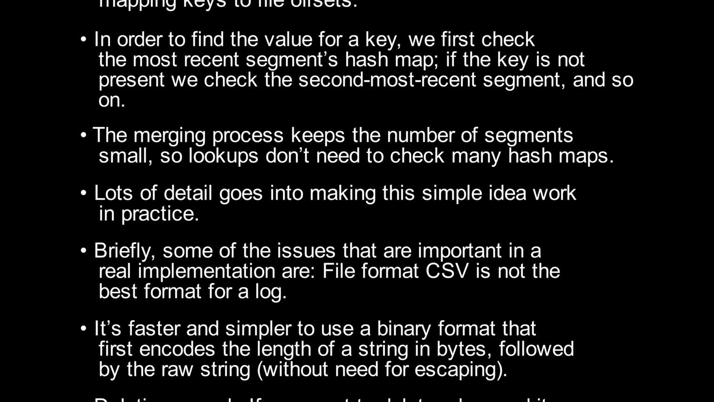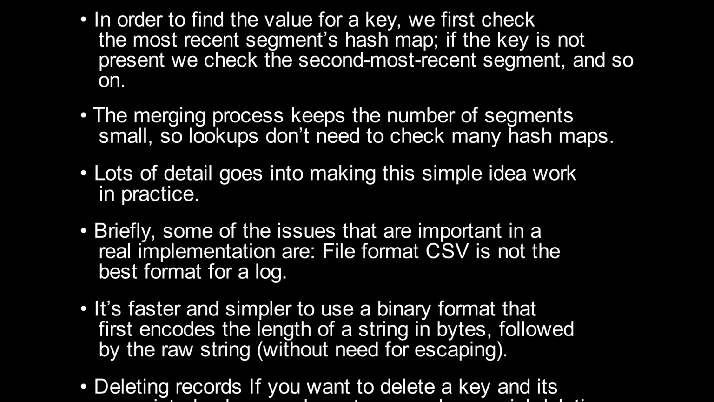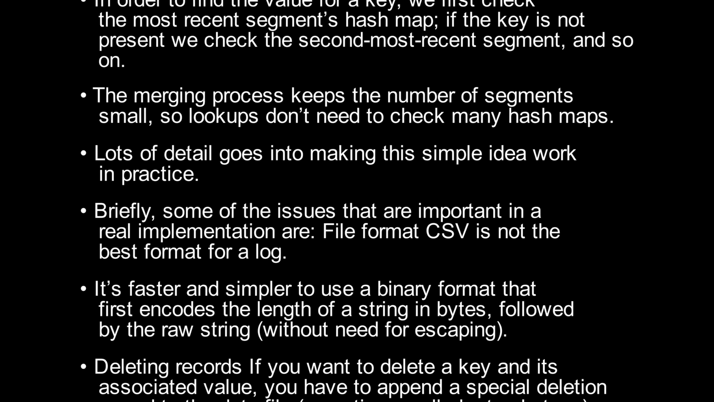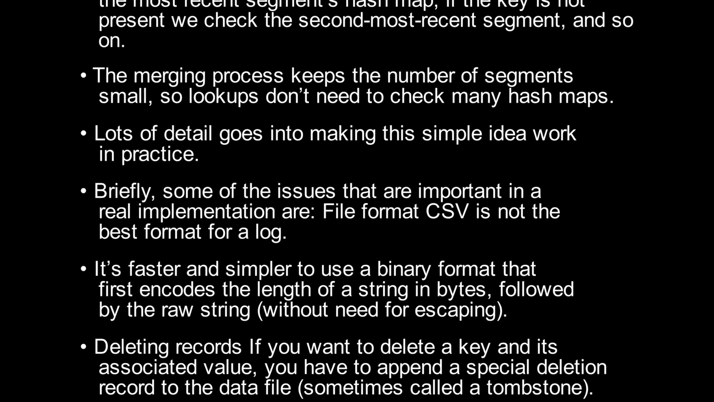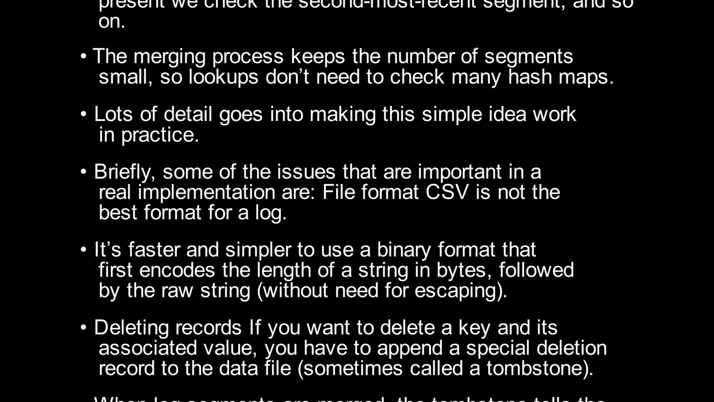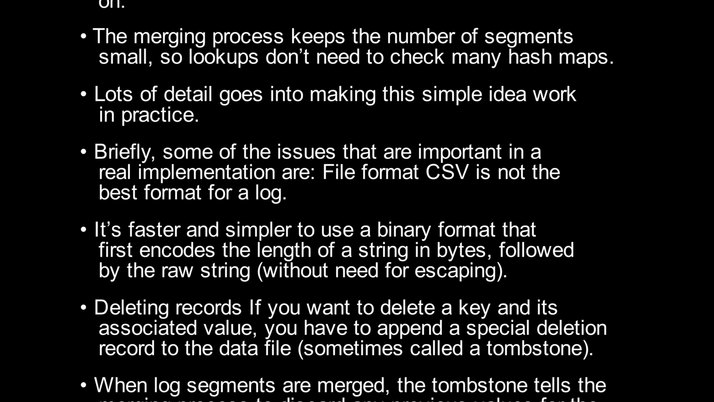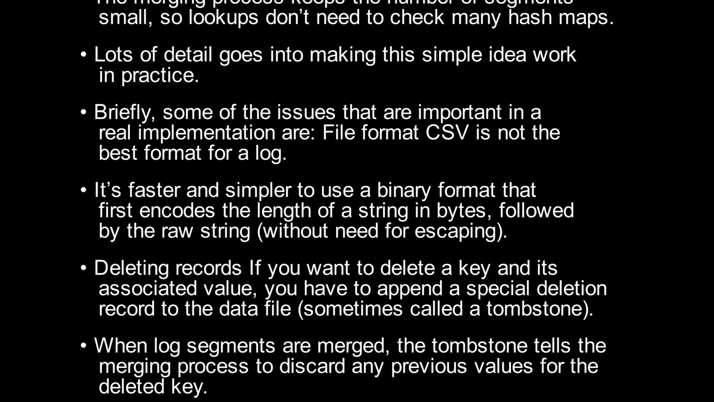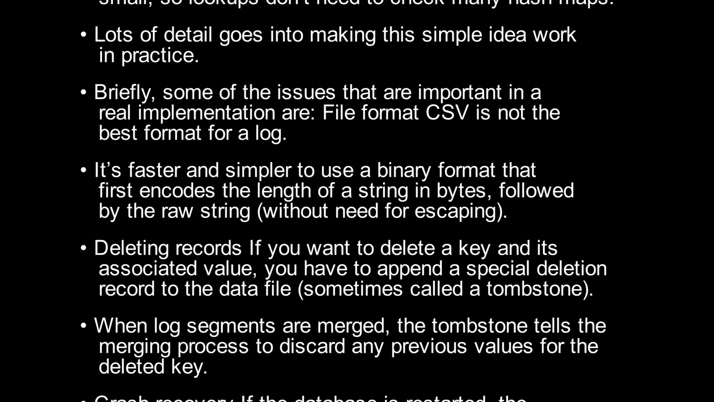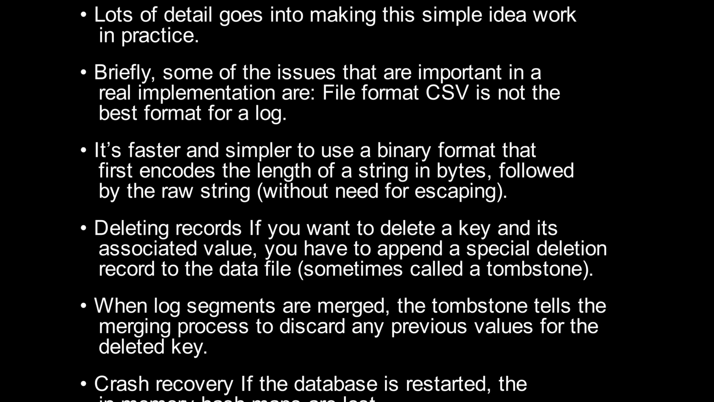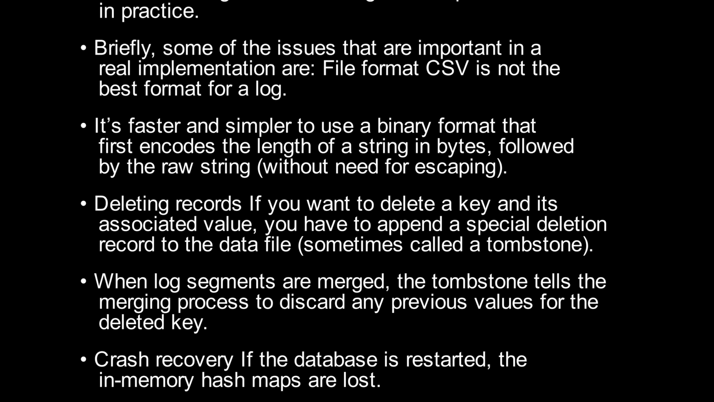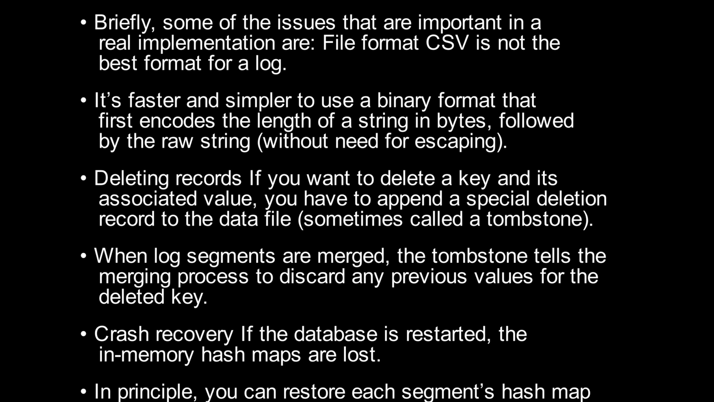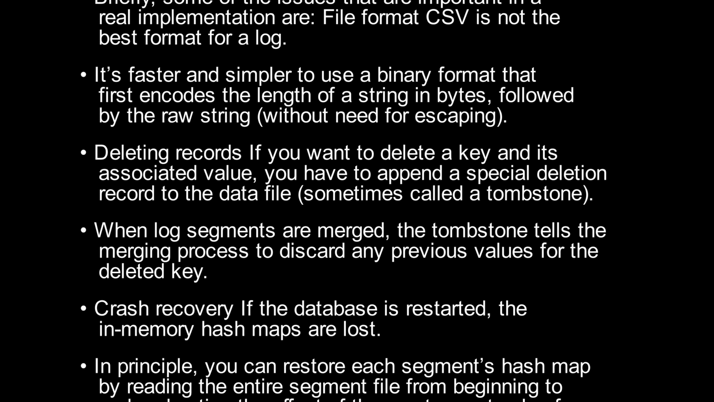File format. CSV is not the best format for a log. It's faster and simpler to use a binary format that first encodes the length of a string in bytes, followed by the raw string without need for escaping. Deleting records. If you want to delete a key and its associated value, you have to append a special deletion record to the data file, sometimes called a tombstone. When log segments are merged, the tombstone tells the merging process to discard any previous values for the deleted key.